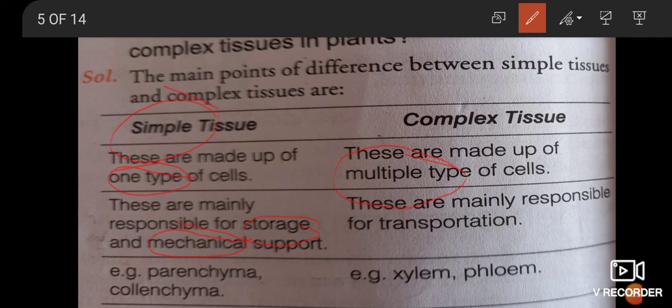Whereas complex tissues are mainly responsible for transportation. As we know, plants have two complex permanent tissues, that is xylem and phloem. Xylem helps in transportation of water from roots to different parts of the plant, whereas phloem helps to transport food from leaves to different parts of the plant. And examples of simple tissues are parenchyma and collenchyma, and examples of complex permanent tissue are xylem and phloem.